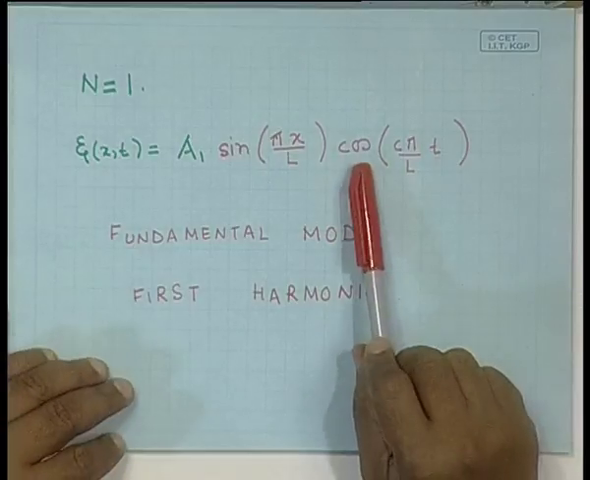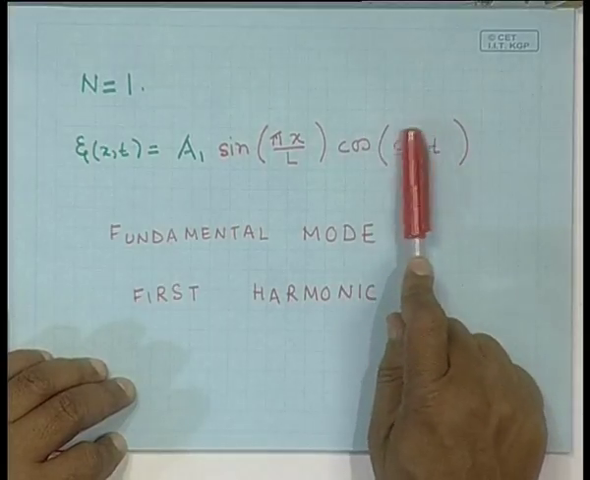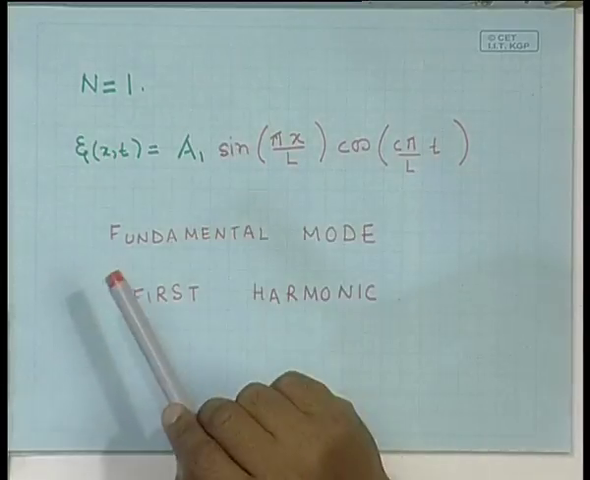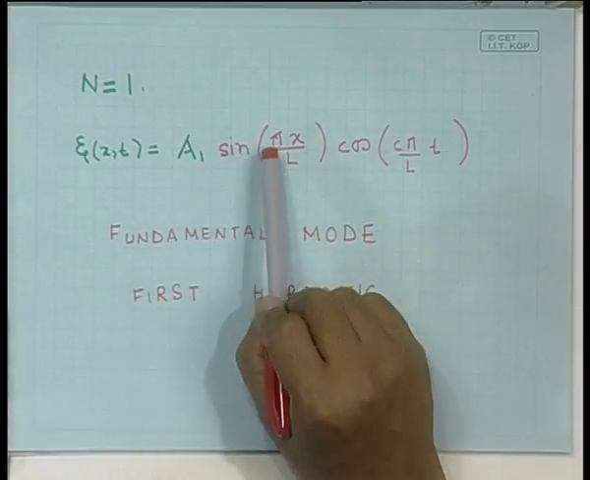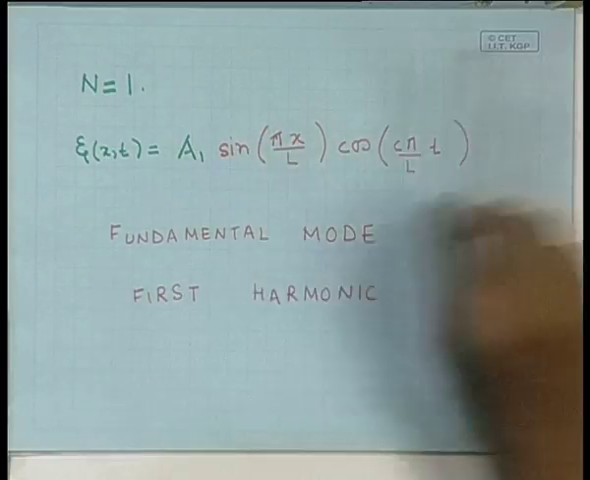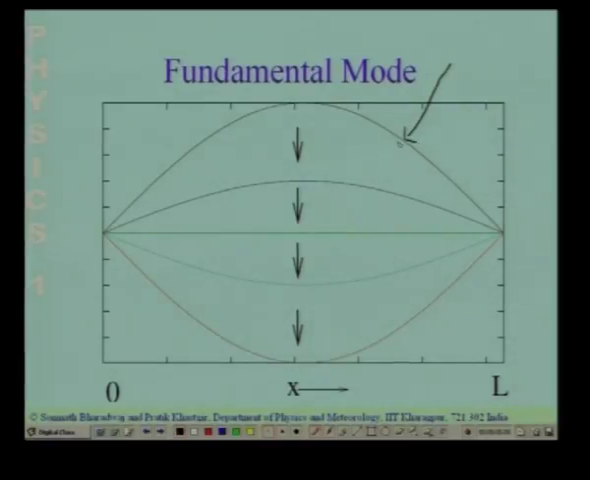At t equal to 0, this cosine term has a value 1. Let me choose the amplitude A so that it also has a value 1. So, at t equal to 0, this is sine pi x by L. So, it vanishes at x equal to 0, it also vanishes at x equal to pi, and this is shown over here. So, this curve over here shows you the disturbance in the string corresponding to n equal to 1 at the initial time t equal to 0.